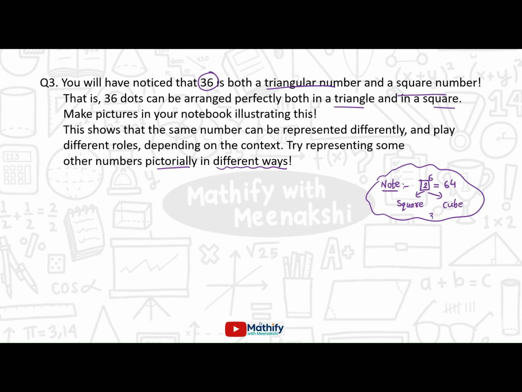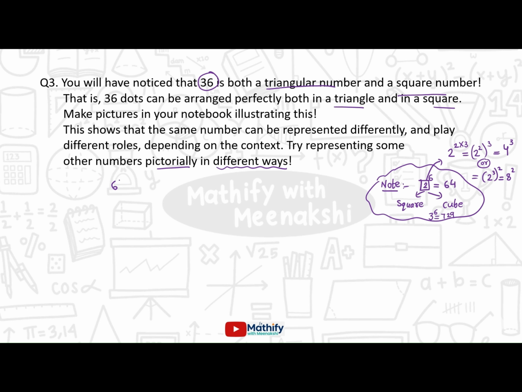Similarly, 3 raised to the power 6 is 729. Again, it can be represented as a square and a cube. So it's a very easy way to learn. Just take any number raised to the power 6. Why is it so? Because we can break 6 as 2 into 3. That means we can write this as either 2 square cube or 2 cube square. That means either 4 raised to the power 3, that's a cube number, or 8 raised to the power 2, that's a square number.